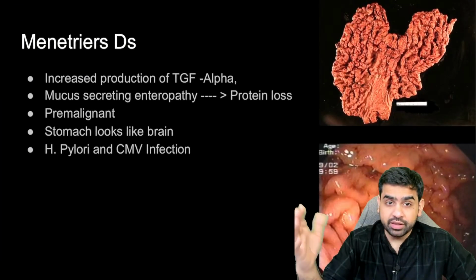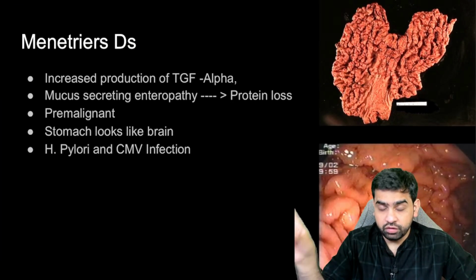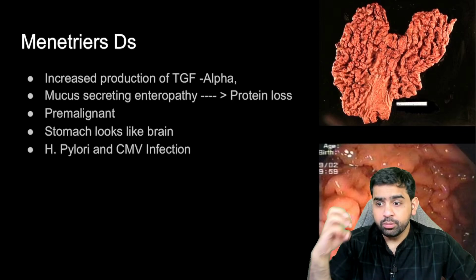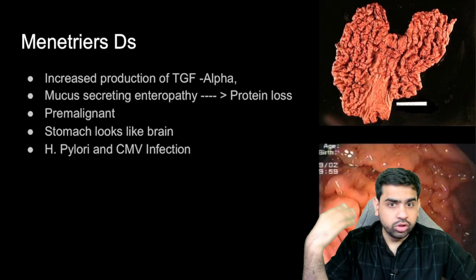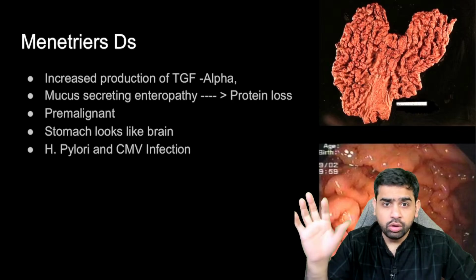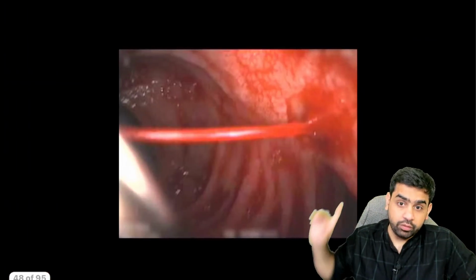So why does this happen? Excess production of TGF-alpha. There's a lot of mucus secretion, and because of this there's a lot of protein loss as well. It's a pre-malignant condition, as I just told you. The stomach looks like a brain and everything. That's all fine.